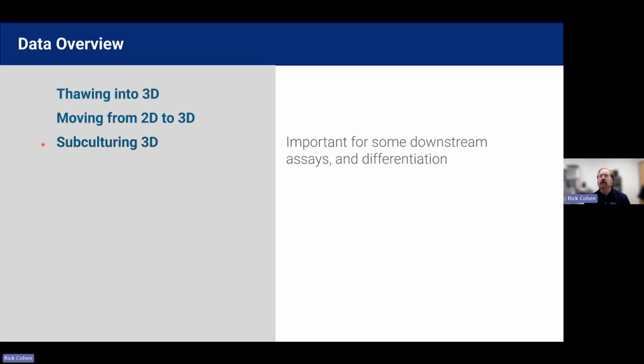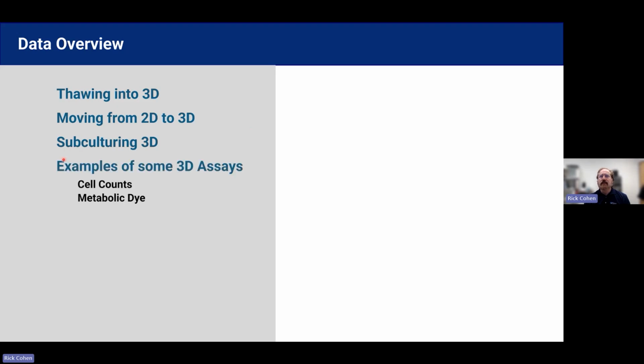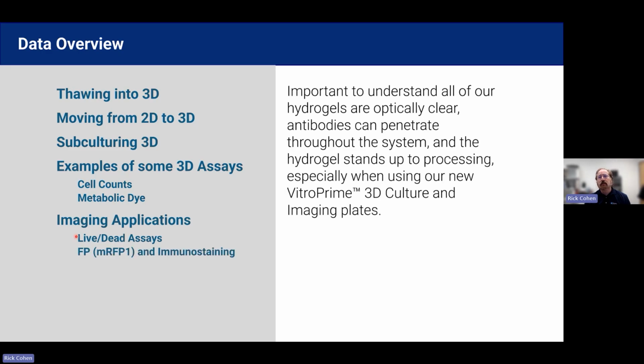Subculturing 3D comes in when you want to look at some downstream assays and also differentiation. And we're going to come back to subculturing 3D a few times in this talk. Some examples of 3D assays we'll talk about are cell counts and metabolic dye, and this is important to give you an idea that you can use your current 2D assays and they will work in the hydrogel with our system. Imaging applications include a live dead assay, important ones that people use all the time, imaging fluorescent proteins, and also doing live and fixed immunostaining with directly labeled antibodies and second step antibodies.